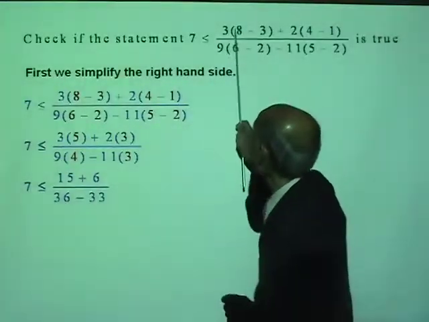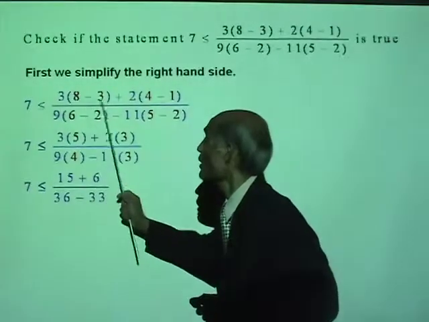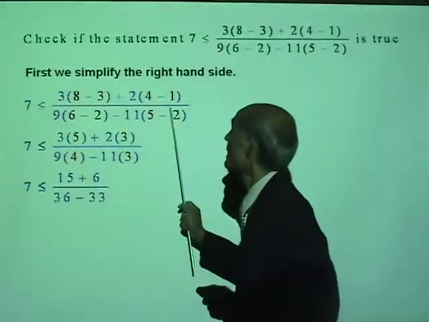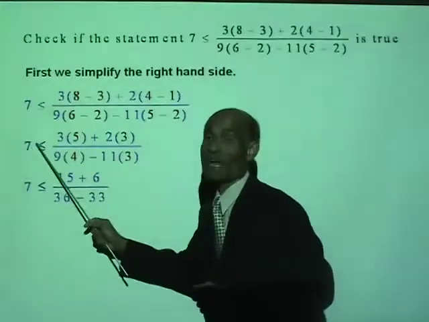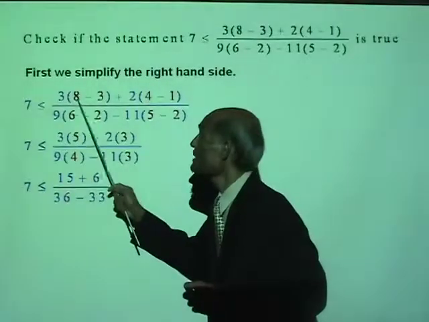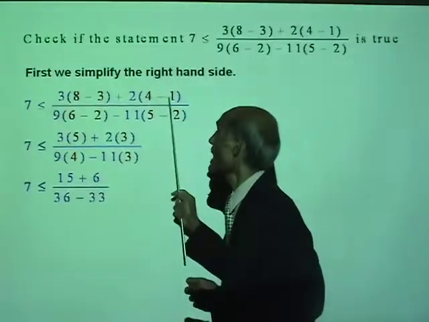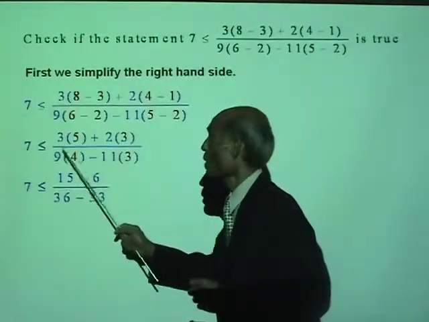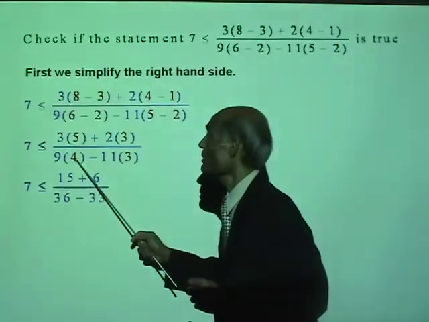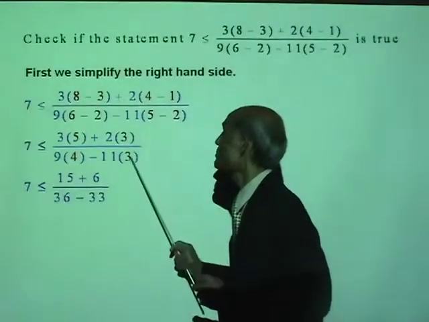And on the right hand side, we will simplify inside the parenthesis where I have colored. Now watch. Inside the parenthesis, we will simplify. And what does that become? We have now 7 less than or equal to 3 times 8 minus 3 is 5 plus 2 times 4 minus 1 is 3 all over 9 times 6 minus 2 is 4 minus 11 times 5 minus 2 is 3.